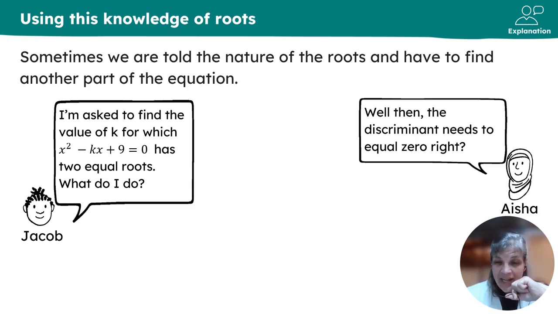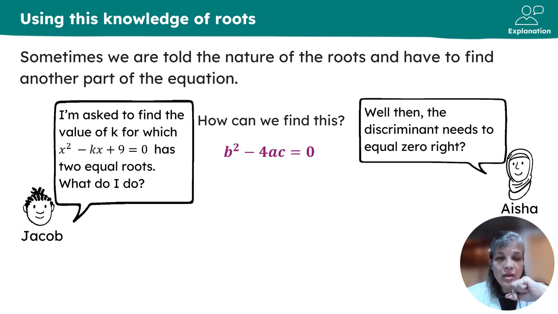Well, Aisha had an idea. Aisha says, well, the discriminant needs to equal 0, right? So how can we find this? We can write down, well, b squared minus 4ac has to equal 0. And let's put in the values that we have, even the unknowns.